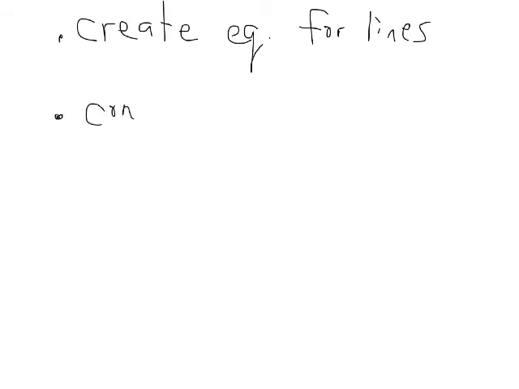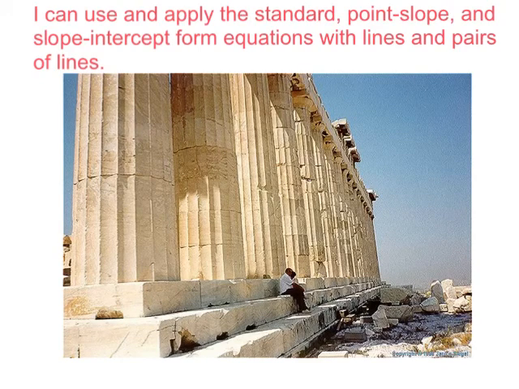In all, we should be able to create equations for lines given either points or slopes or 2 points, and we should be able to convert between our forms. So that's the skill. Alright, this concludes the video for Skill 101. I can use and apply the standard, point-slope, and slope-intercept form equations with lines and pairs of lines.